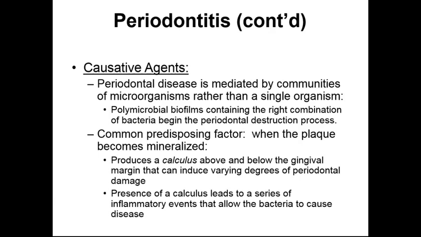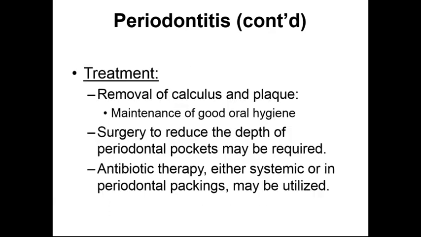There's a common predisposing factor, though, and that is when the plaque becomes mineralized. If that plaque becomes mineralized, it's called a calculus. And this calculus can form above and below the gingival margin, so above and below the gum line, and will induce varying degrees of periodontal damage. If the calculus is present, it leads to a series of inflammatory events that allow bacteria to cause periodontitis, to cause this disease. So what can we do?